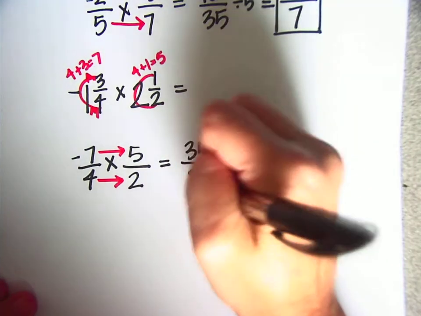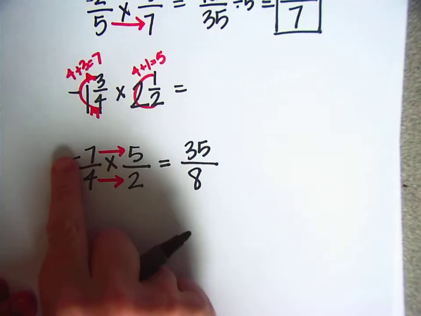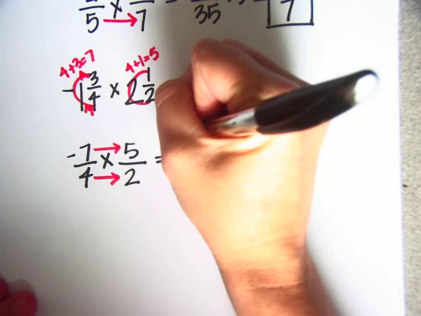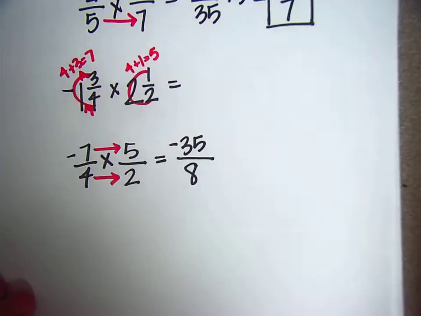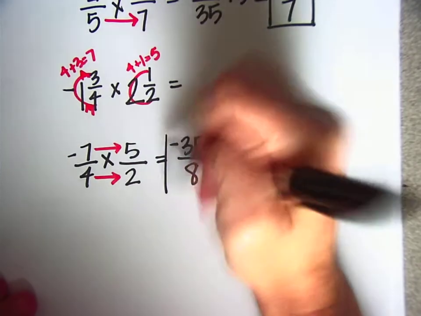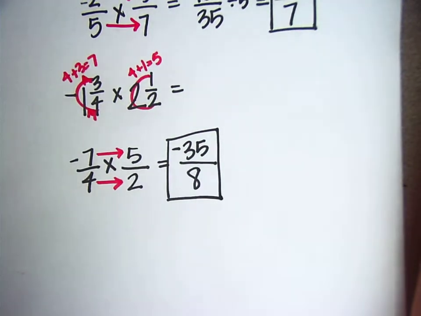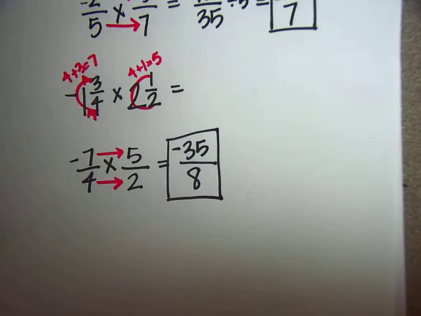4 times 2 is 8. We have different signs, so that means that our final answer is going to be negative 35 over 8. And you can keep this over here. You do not have to turn it back into a mixed fraction. I hope this helps.